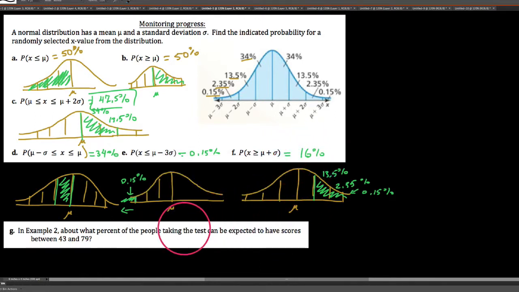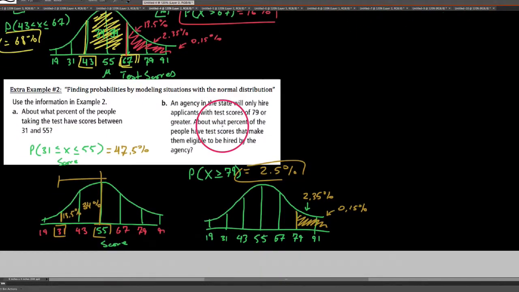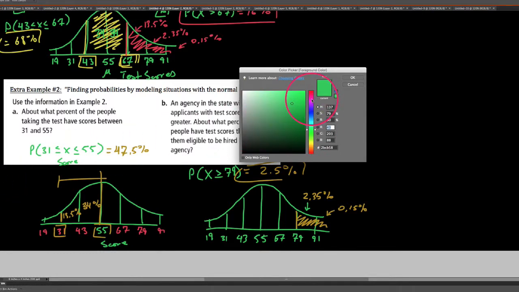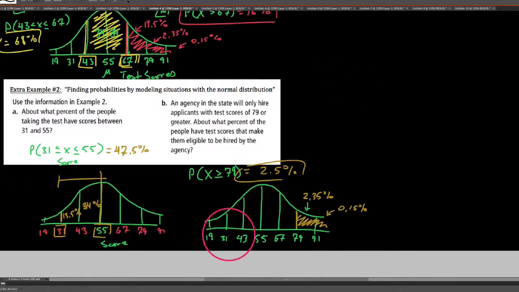Now for this last question, you should have read through it. It says in example 2, about what percentage of the people taking the test can be expected to have scores between 43 and 79. I'm going to cheat a little bit here. If I had drawn my picture again, 43 and 79 would have been these 2 values right here. The likelihood that we would have grabbed randomly a person who tested between these scores would be the area under the curve between these.